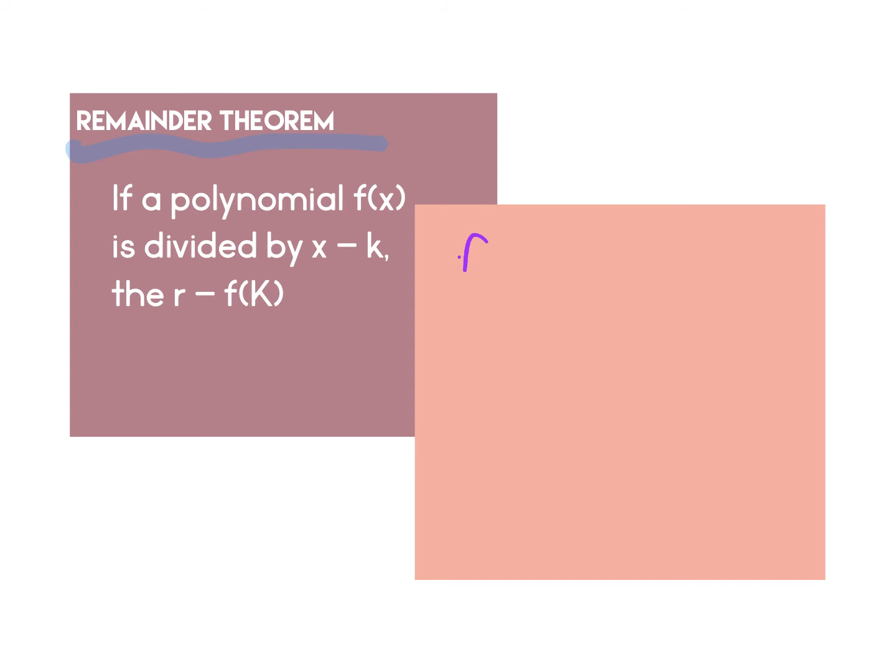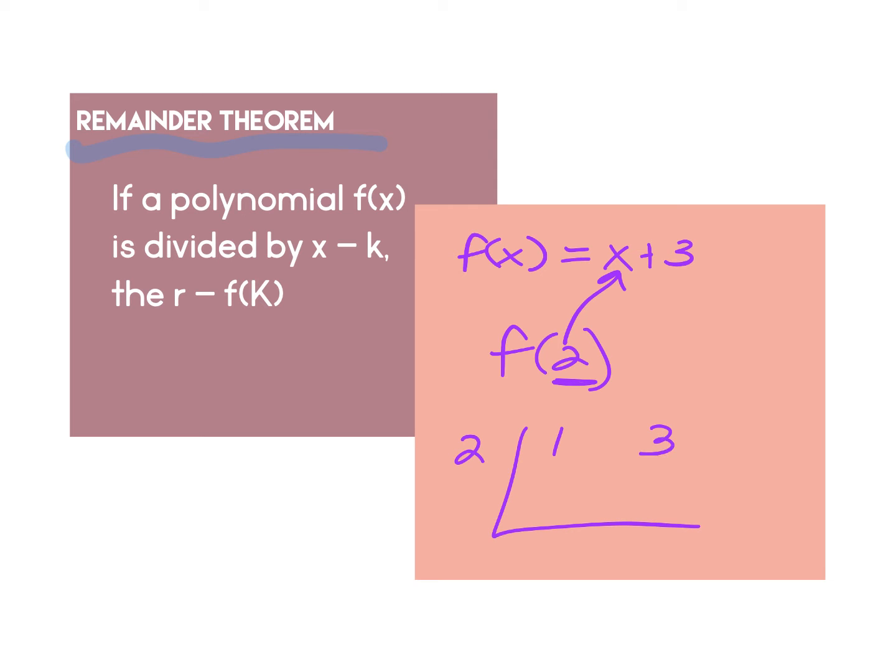Like if I gave you f of x equals x plus 3, and I said find f of 2, you would have taken 2 and just plugged it in, and you would have gotten 5, right? Now this is saying if you actually take what's in the inside and you put it on the outside and you divide synthetically, the remainder is the same thing you would get by plugging it in. So you have the option there. You could go back to evaluate, plug it in, and find the answer, or you could use synthetic division.